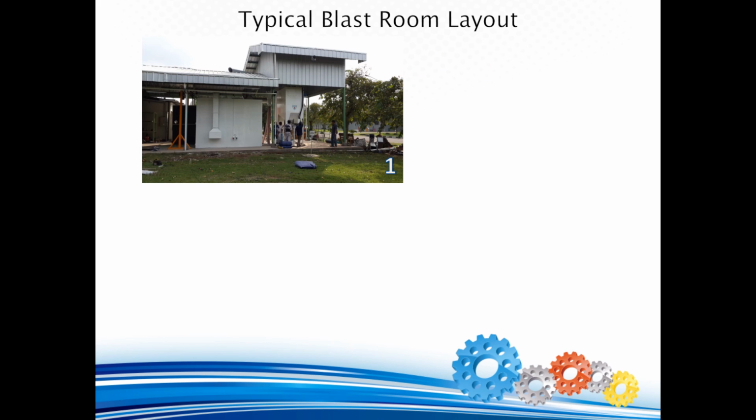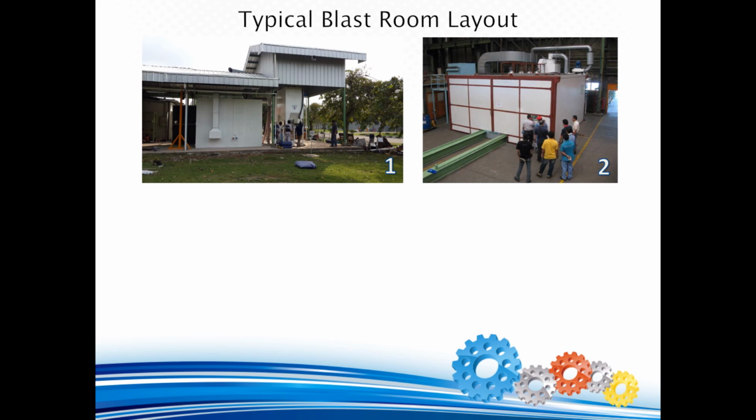Photo number 1 shows a typical blast room installation shielded from the weather elements using standard commercial industrial cladding. Photo number 2 shows another typical blast room installation shielded from the weather elements by being housed within a larger factory facility. In this case, note the additional internal ducting required so that exhaust air can be ducted to outside the factory for venting into the atmosphere.